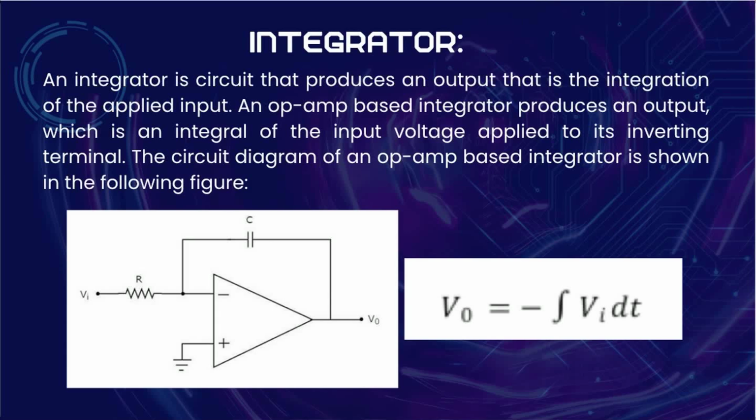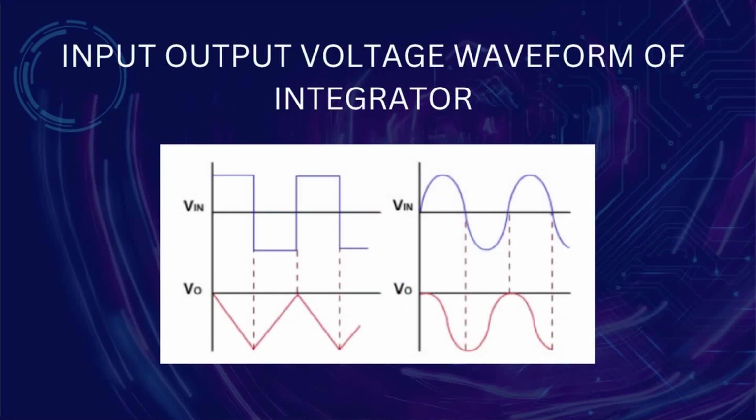Here the feedback element is the capacitor and the input component is the resistor. These are the input-output voltage waveforms for the integrator circuit. When the input is a square wave, the output is triangular. There is a phase difference. And when the input is sinusoidal, the output will be a cosine wave.